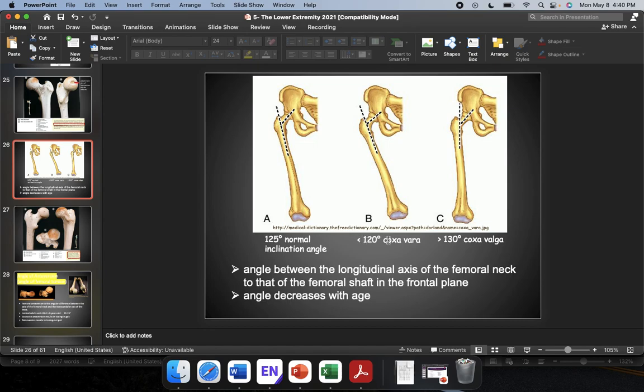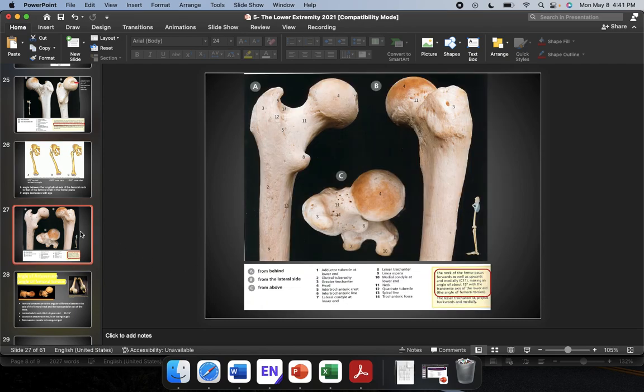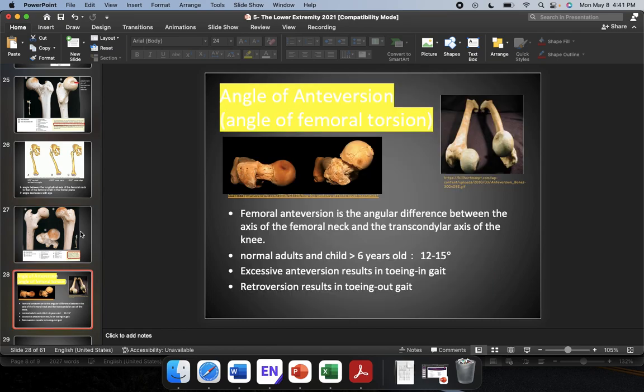If we have less than 120, it's going to be considered a coxa vara. You can see how the knees are going to be coming in here. And then if we're greater than 130, it will be a coxa valga, and you can see how the knees would be coming out here. So a coxa vara would lead to a knock-kneed condition, and then a coxa valga would lead to a bow-legged condition. But the normal is going to be right in here with 125, well, really 120 to 130. As we move in here, we're going to come into our angles of anteversion or femoral torsion.